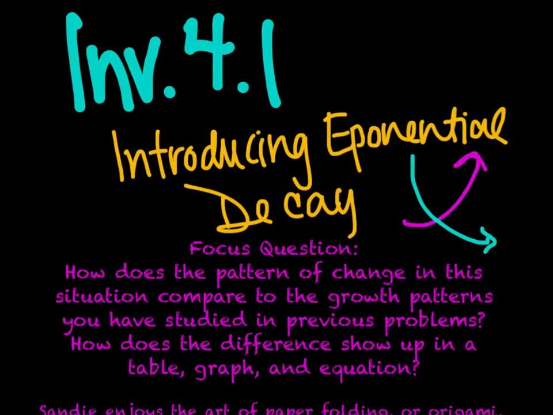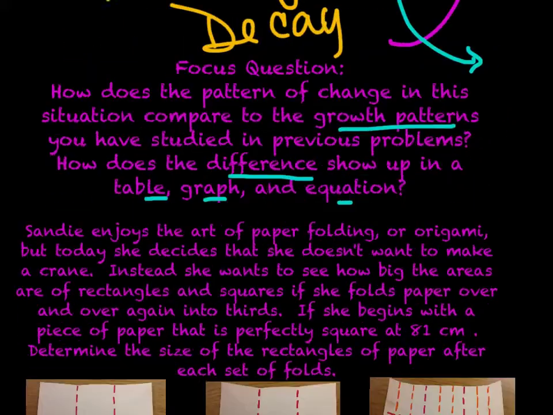So here's our focus question. How does the pattern of change in this situation compare with the growth patterns we've studied in previous problems? And then how does the difference show up in a table, a graph, and an equation? So let's dive in. Here we go.